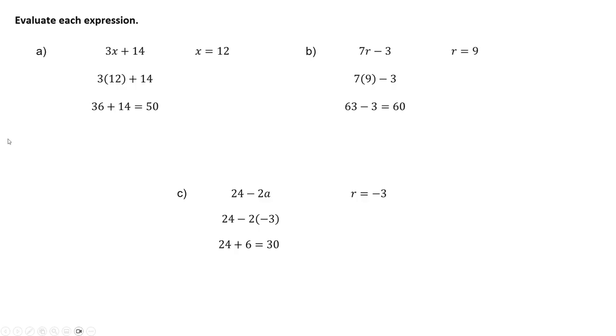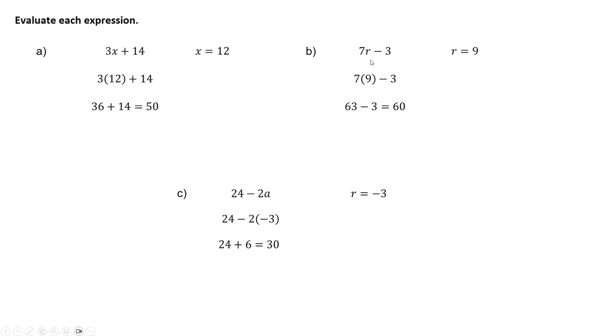Here, we're asked to evaluate each expression, and we're given the value of the variable. So we're given the expression 3x plus 14 and told that x is equal to 12. So we simply take this x value and plug it in to where the x was, and then we multiply. 3 times 12 plus 14 gives us 36 plus 14 for an answer of 50.